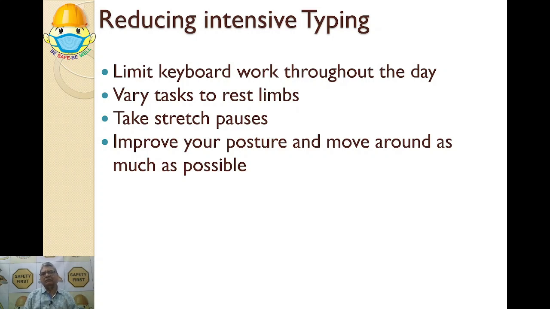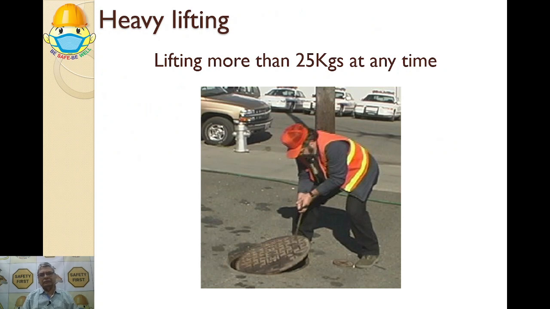stress of intensive typing. Heavy lifting: more than 25 kg at any time. So if you are lifting a weight manually, the limit is 25 kgs at one time. So in different countries, the laws are different, and this limit of 25 kg may differ, right? So in case of our Factory Act, the maximum limit to lift load manually for male is about 55 kgs.